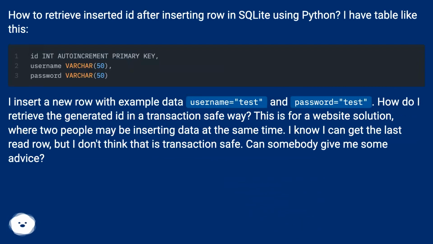I have a table like this. I insert a new row with example data: username equals test and password equals test. How do I retrieve the generated ID in a transaction-safe way? This is for a website solution, where two people may be inserting data at the same time. I know I can get the last read row, but I don't think that is transaction safe. Can somebody give me some advice?